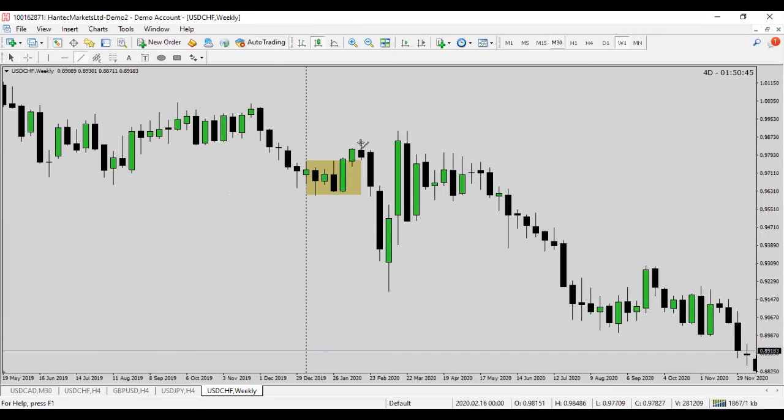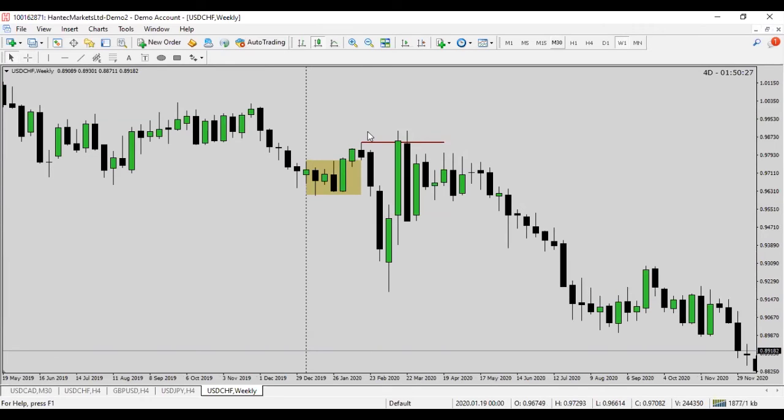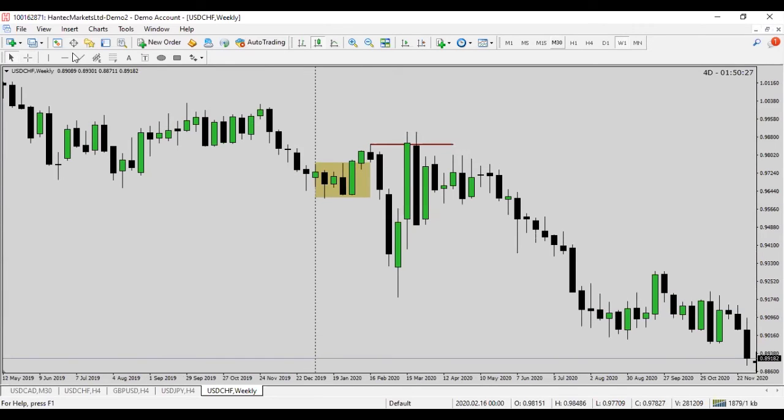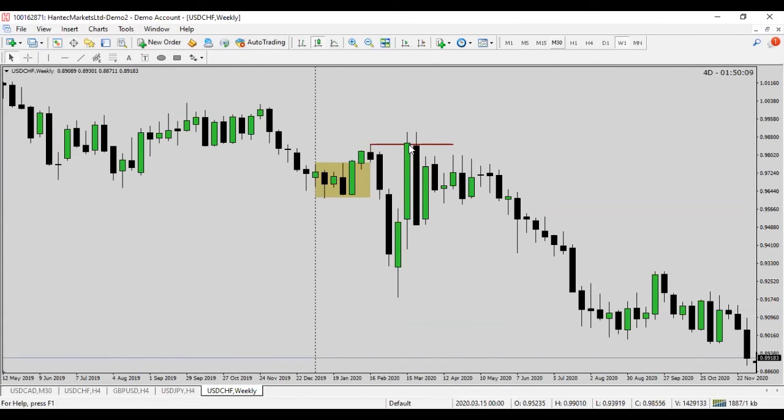So after the consolidation, in the process of the consolidation, it formed a high. And that was for the month of February. Then there was a false breakout to the downside. Then what happened? A move up, and that was the manipulation phase of the market. A move up to clear February highs. As you can clearly see, the market traded above the 2020 February highs. That is where I have the horizontal line.